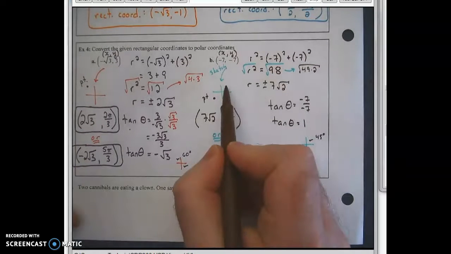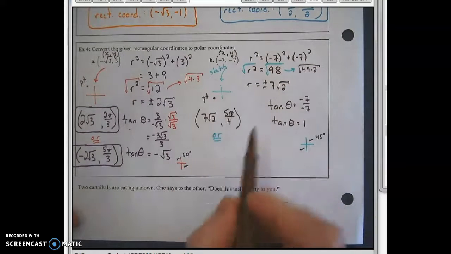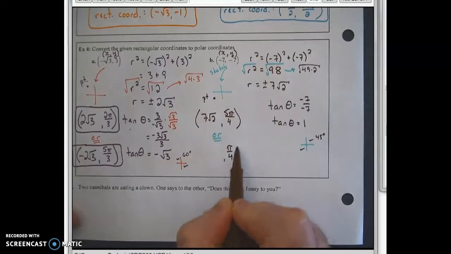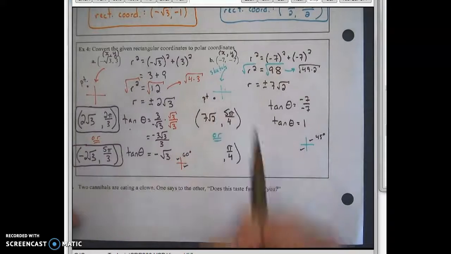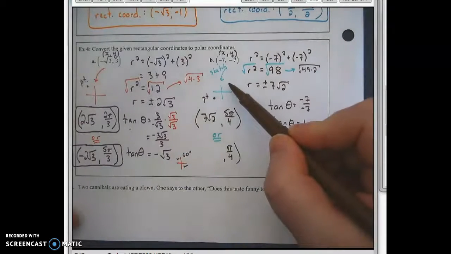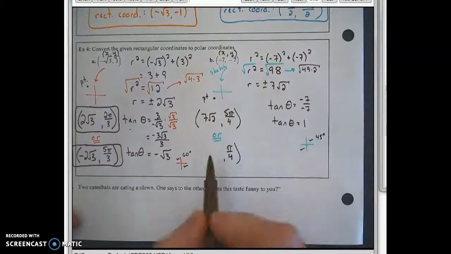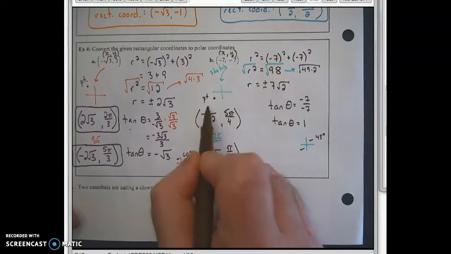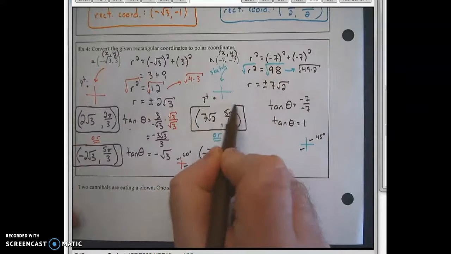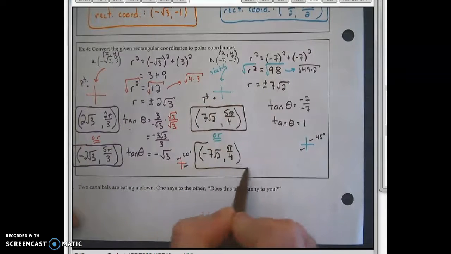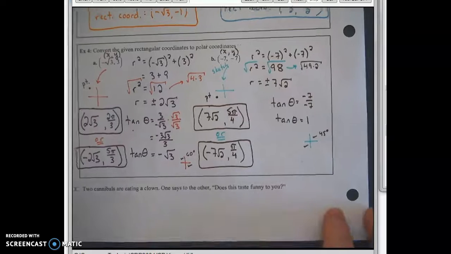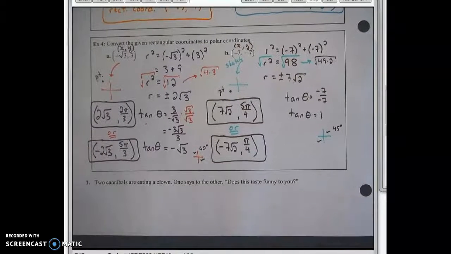Or I could use this quadrant, in which the 45 is pi over 4. I could also do negative 7 pi over 4. That would take me up there as well. With these angles, the point is across from it, so I want to use the negative radius to get that result. Now, you don't have to write both of these. You can pick one or the other. What do you think? All right.